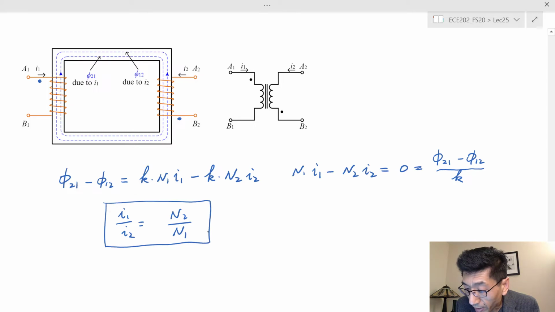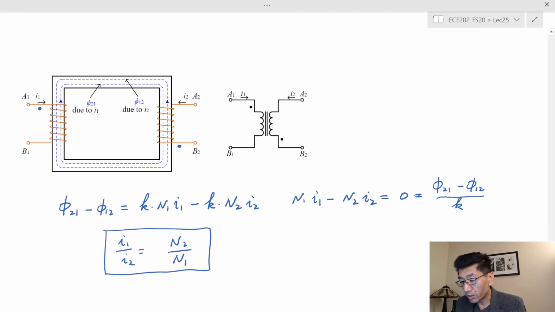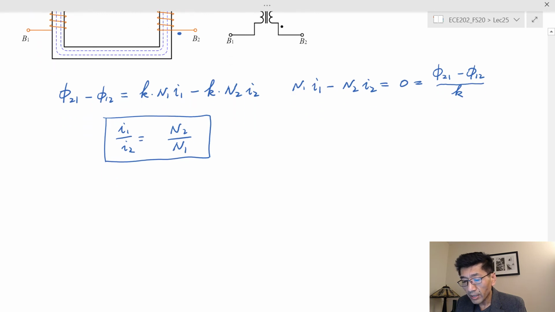So there is no negative sign for this, right? Because these two flux components are opposite to each other, and they should cancel to 0 because of the infinite permeability. And that's why when you move to the other side, you don't have a negative sign, right? But the current ratio is always proportional to the inverse of the turns ratio, right? So that's the current ratio and the voltage ratio. And next we're going to look at the impedance, the equivalent impedance. Okay.